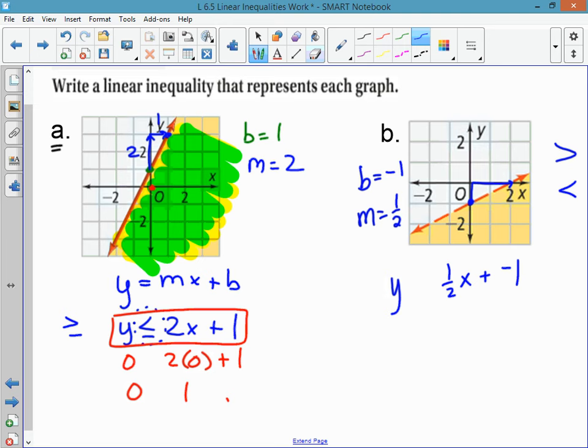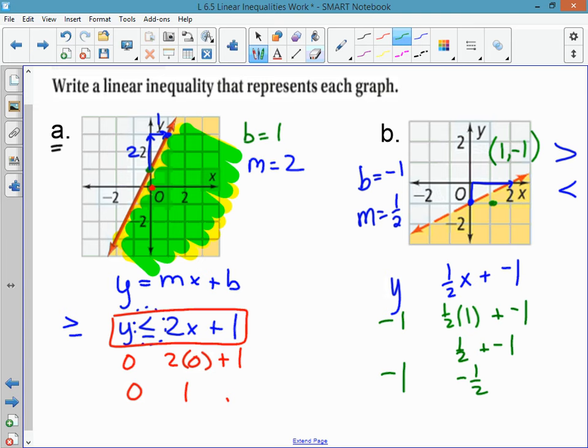Now, the shaded region on this one is not including 0, 0. So there are a couple ways you can do this. You can try it with 0, 0 and try to make it not true. But I think what's easier is you just pick some point that's in the shaded region, like this point, 1, -1. So I'm going to put 1 in for x and -1 in for y. 1/2 times 1 is 1/2, plus -1 is -1/2. What inequality will make this true? -1 is what compared to -1/2? Well, it turns out that -1 is less than -1/2. So that's the symbol I use for my answer.